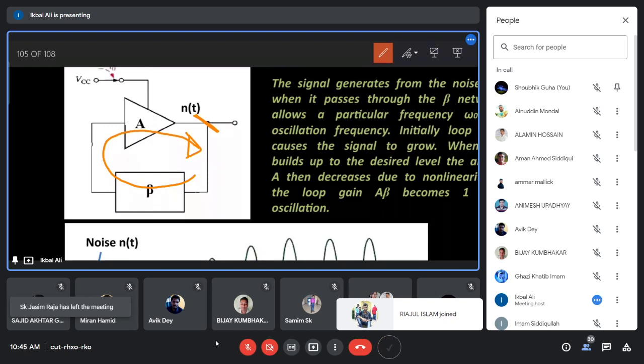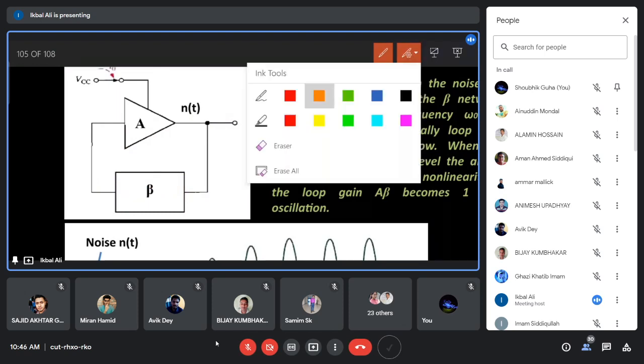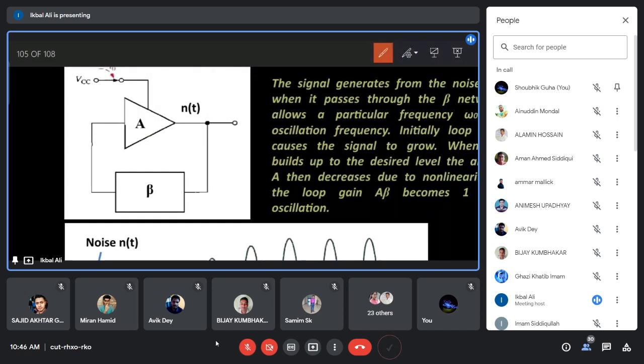What you have to do is called the starting of oscillation. So initially, you have to make A beta slightly greater than 1. That means if you put A into beta slightly greater than 1, then what happens? If the noise signal from this point travels through this loop and comes to this position, it will be multiplied by A into beta, and that A beta is greater than 1. So for the first loop journey, the noise signal appearing here will be larger than the initial noise signal.